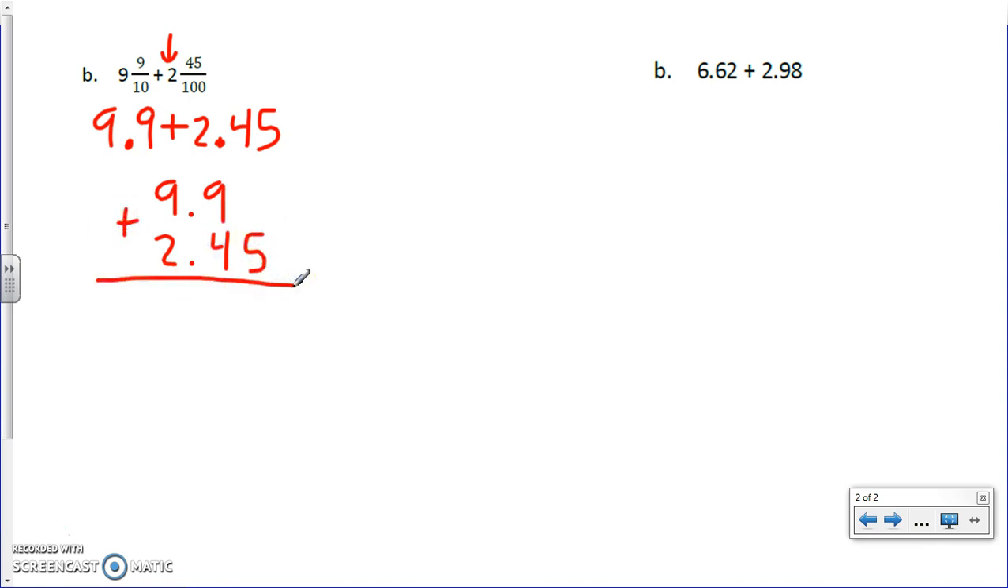Now again, above the 5 and next to the 9, I have this empty space. I can put a 0 there. That's fine just to fill it in. So 0 plus 5 is 5. 9 plus 4 is 13.